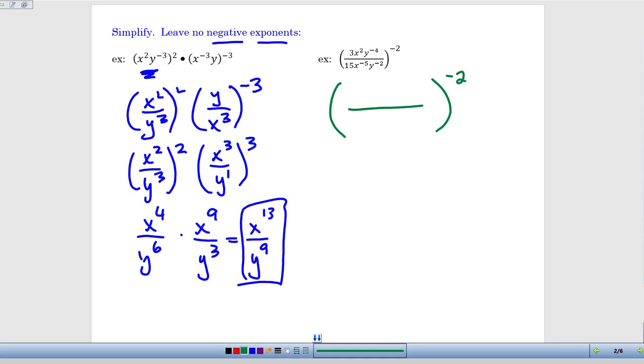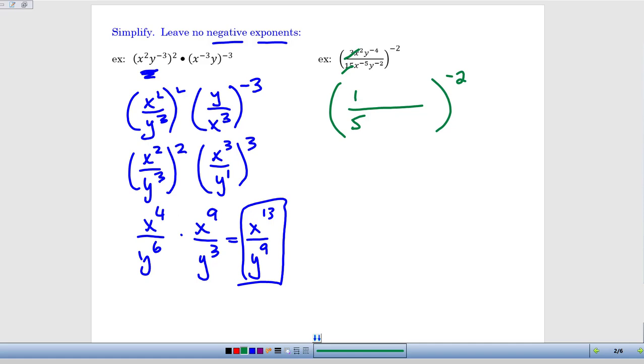And the first thing, the 3 over 15. There's no exponent attached to either one of those. So in the numerator, that 3x squared, the squared only refers to the x, not to the 3. So I can go ahead and just reduce this 3/15 into 1/5. So I've got that taken care of.